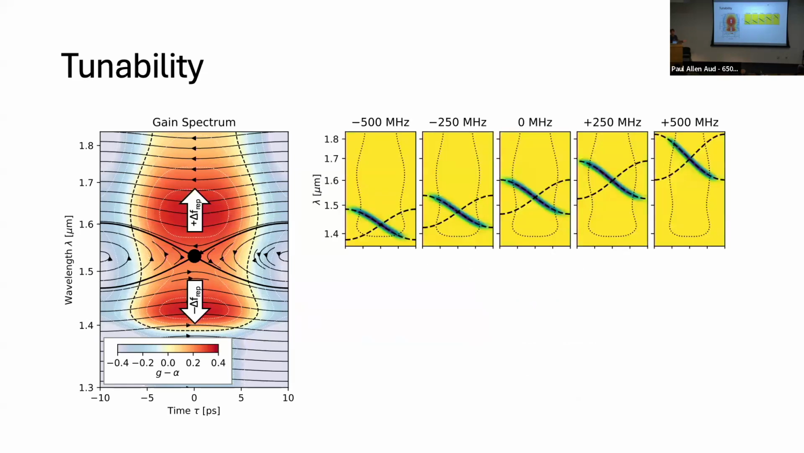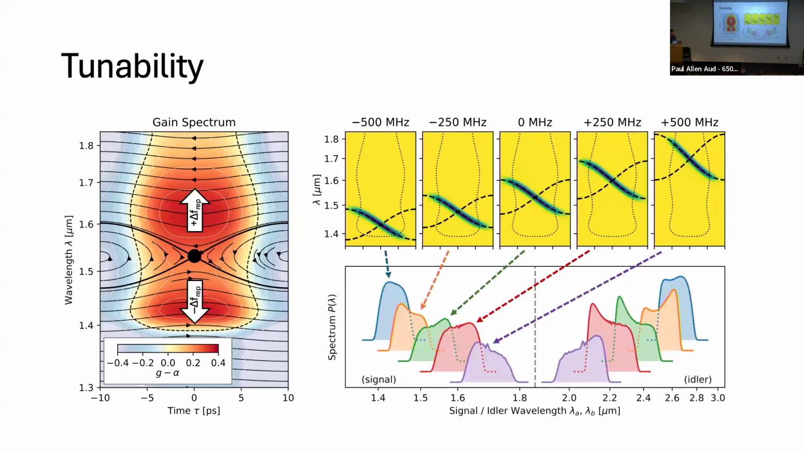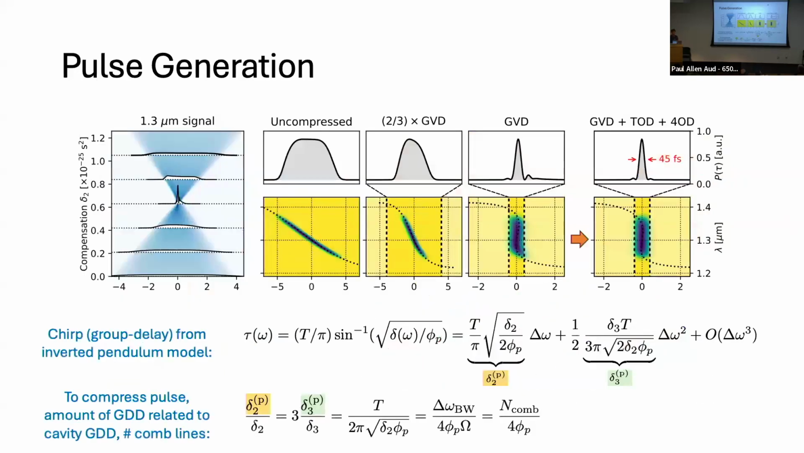And so here are some simulation results showing that by tuning this FREP by 2%, you're able to shift this comb over the entire gain window, which, if you consider both the signal and the idler, basically spans a whole octave. Now, since this is a chirped pulse, of course, it's pretty obvious that you can just undo that dispersion and generate transform limited pulses. That's something that we've analyzed.